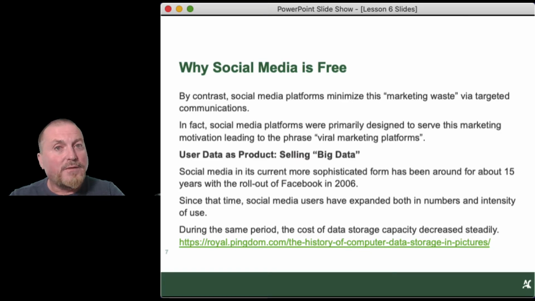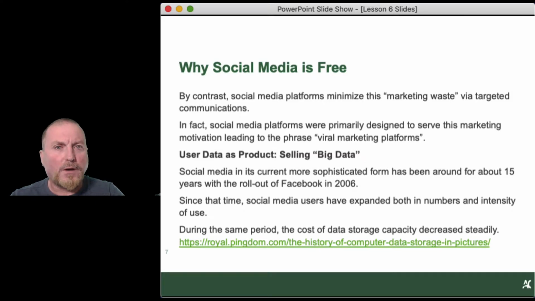So since that time, social media users have expanded both in numbers and intensity of use. At the same time, when they started out, they gathered some data. The sophistication now in big data collection is just mind-boggling in terms of what they can do, okay? And this all started to occur in the 2000s, when at the same time that this sophistication of social media corporations and social media infrastructure was being designed, the cost of data storage was going way down. The technology got real cheap.